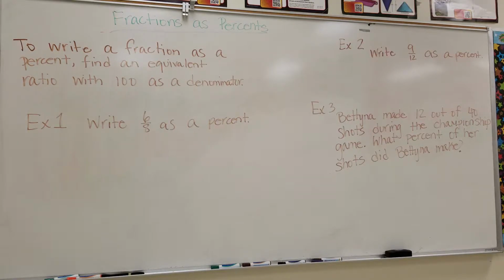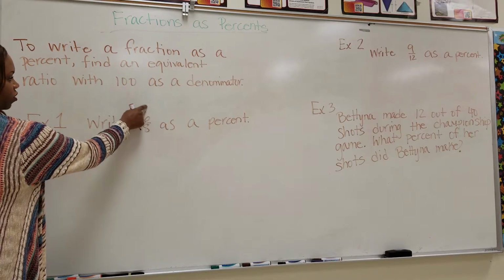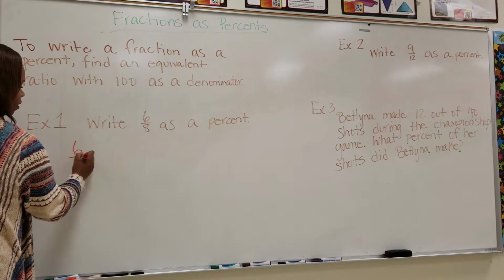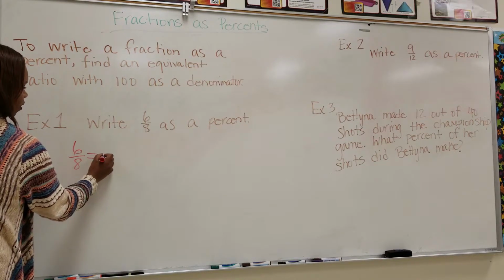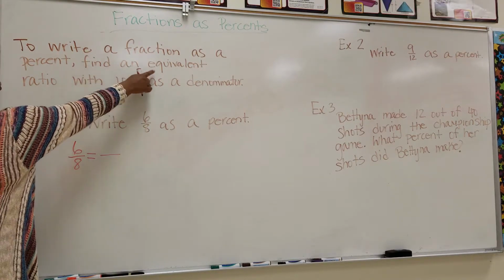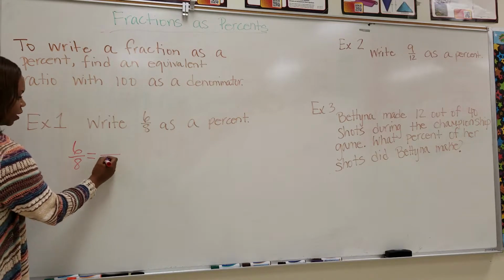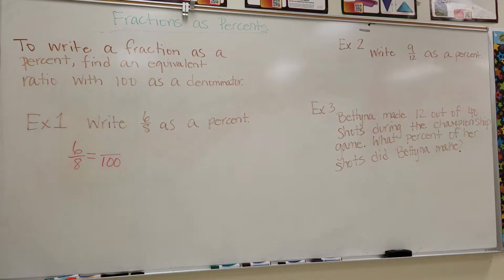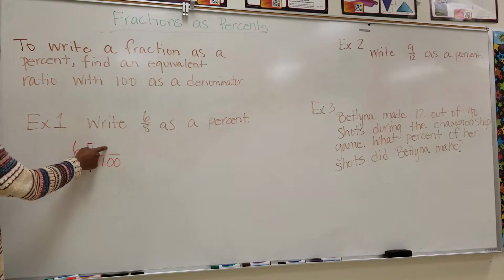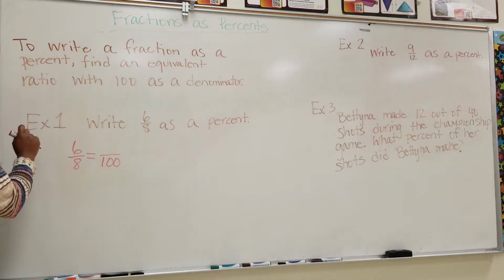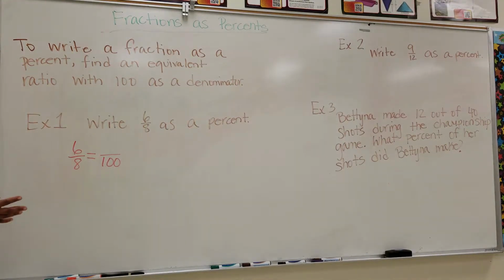as a percent. So here, we already have our first ratio, and that is 6/8. And they told us that we have to find an equivalent ratio with 100 as a denominator, okay? So here, 100 has to be our denominator. Why? Because that is the max percent. Here, we are trying to find the percent. And how do we find the unknown? We represent the unknown with an X.